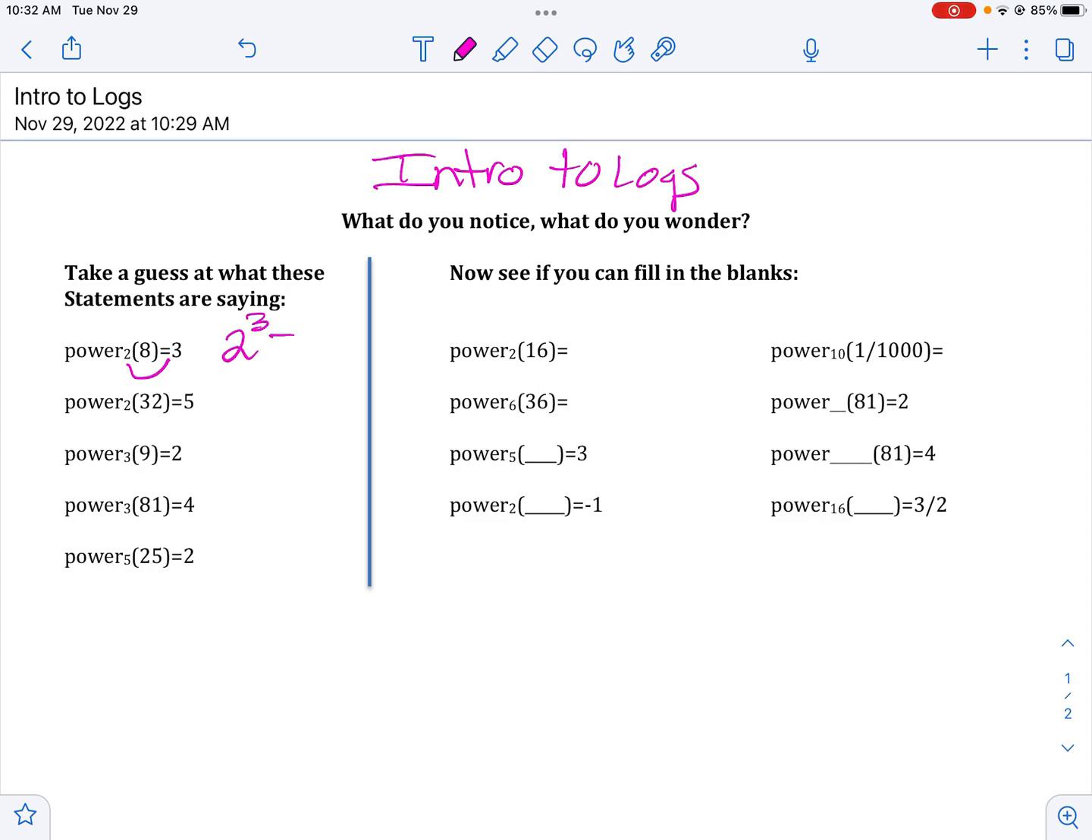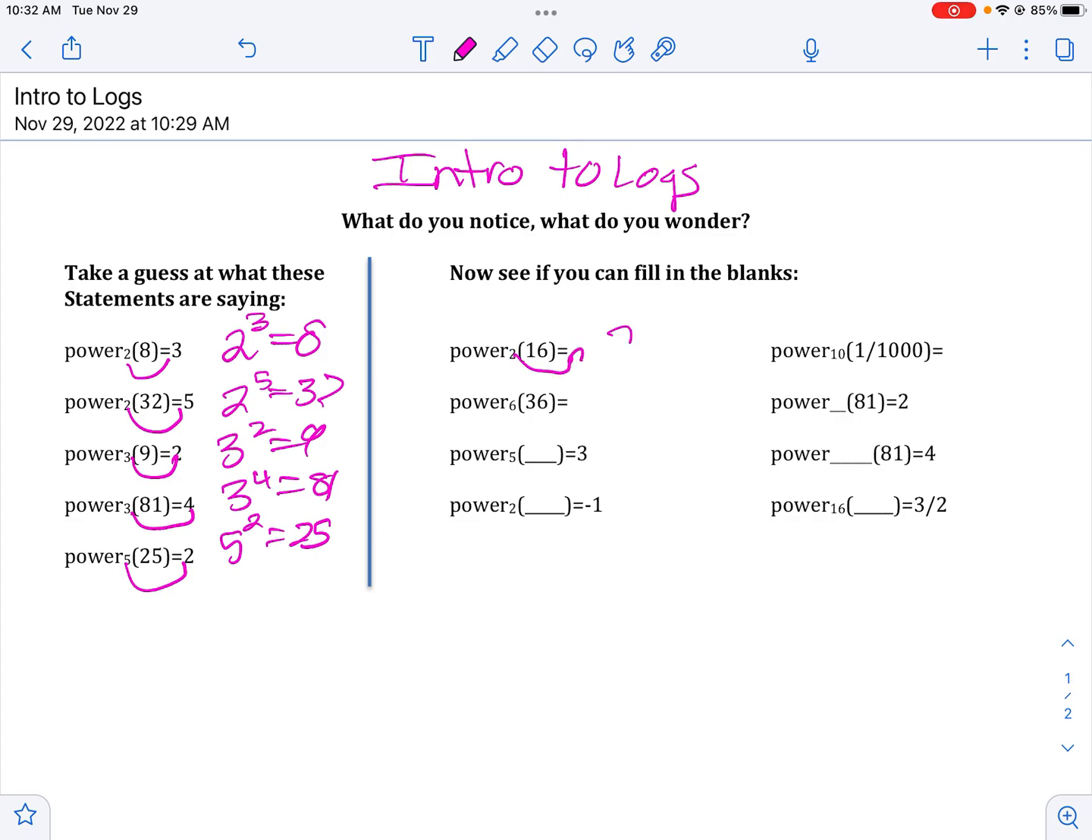2 to the third equals 8. 2 to the fifth equals 32. 3 squared equals 9. 3 to the fourth equals 81. And 5 squared equals 25. So we could try and evaluate these. 2 to some number equals 16. Well, that has to be 4.